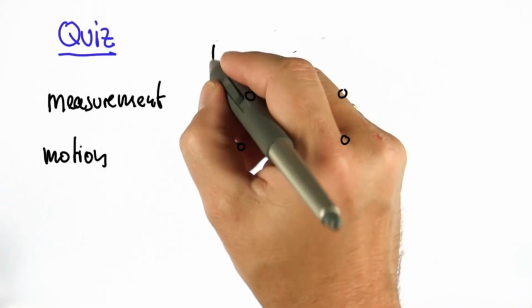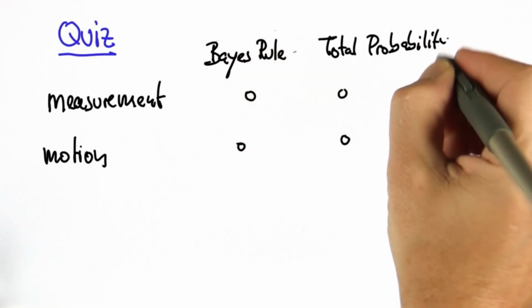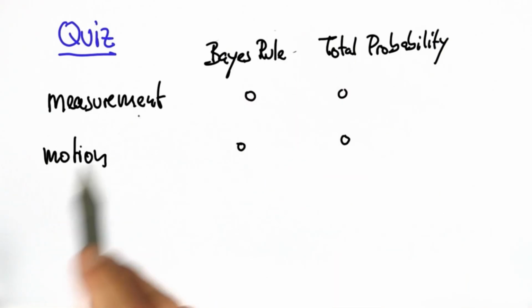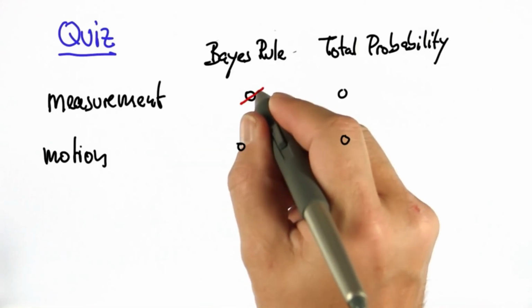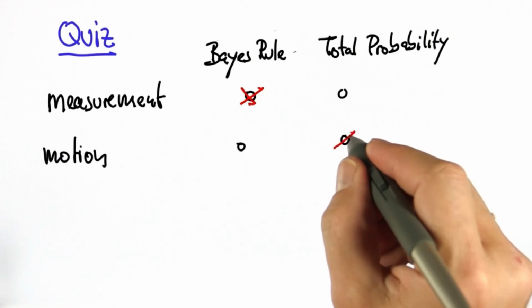In fact, we talked about Bayes' rule and we talked about total probability. Please again check whether Bayes' rule and total probability apply to measurements or motions. And the answer is the measurement, the product, was using Bayes' rule, and motion was using total probability.